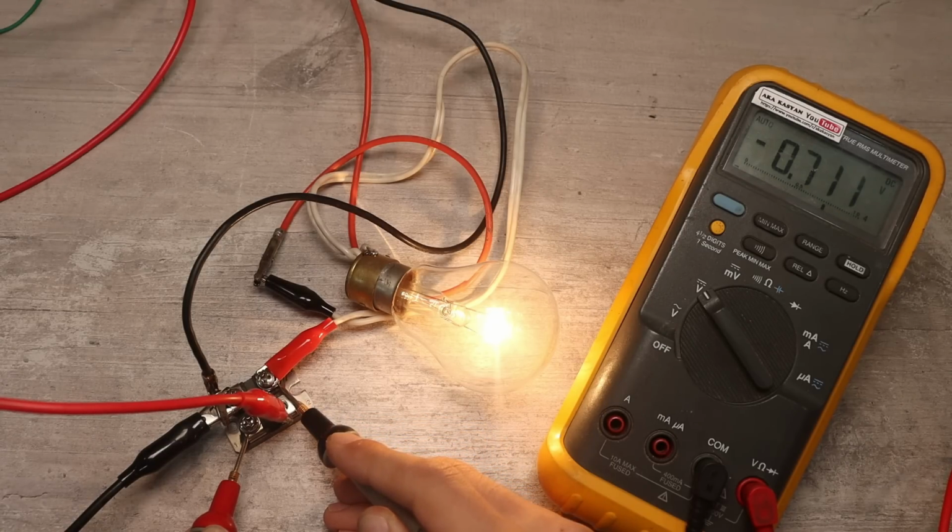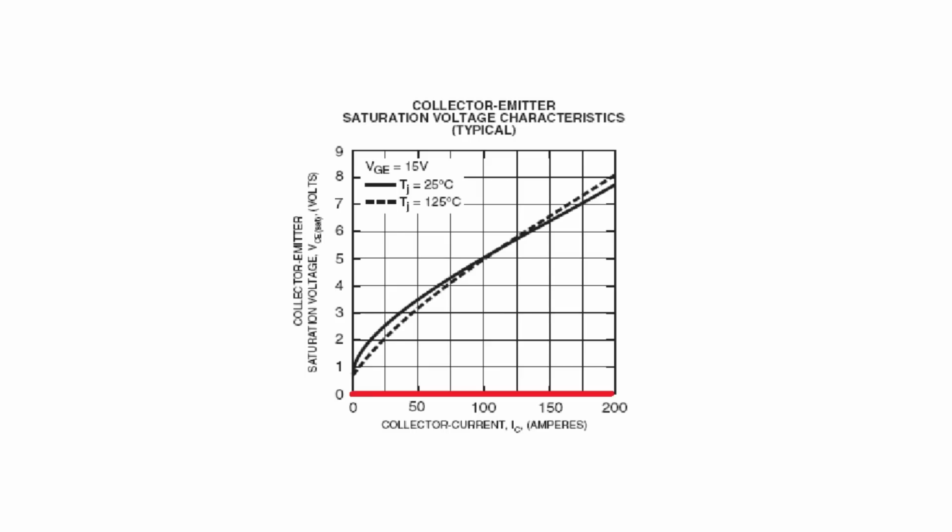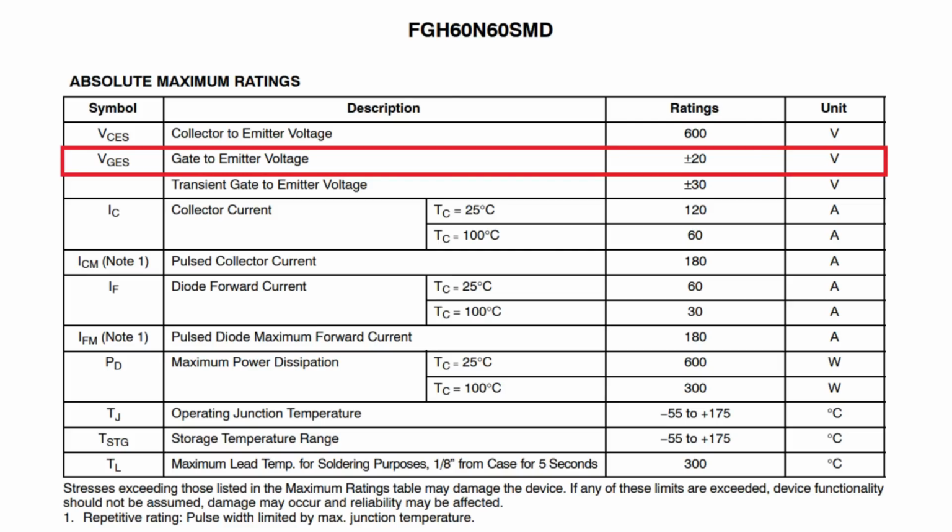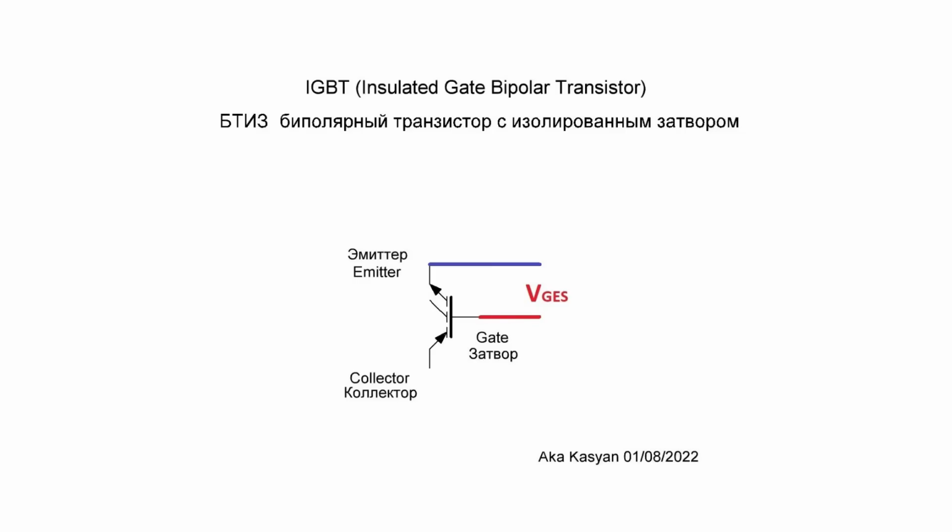The smaller the value, the less the heating of the switch. But the trouble is that with an increase of the current flowing through the transistor, this drop increases. The gate emitter voltage is the maximum voltage that can be applied to the gate relative to the emitter. That is, the maximum voltage of the control signal.